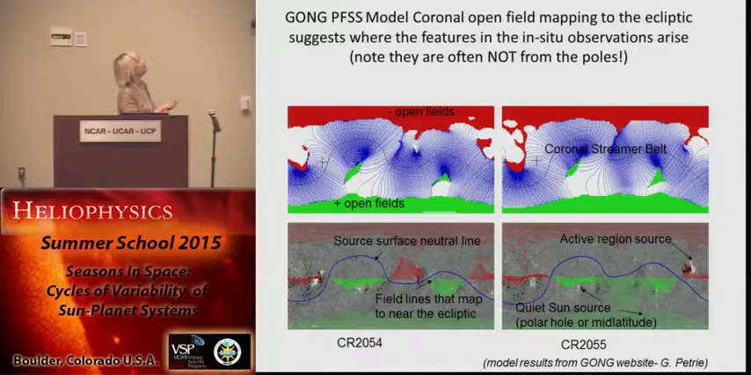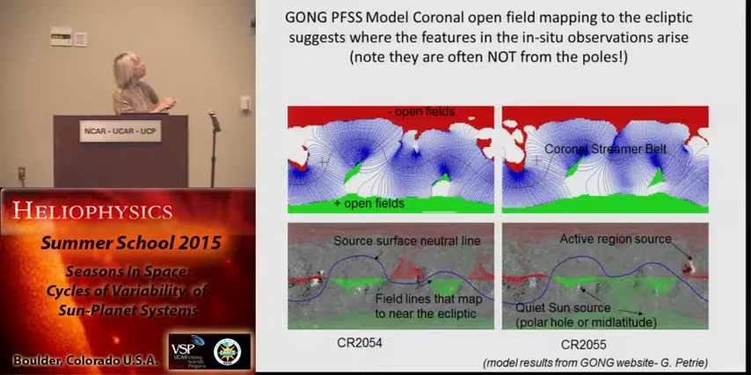Mapping of open field to the ecliptic plane is very telling, and those are available on the GONG website, too. What you do is you put a circle around the source surface, basically, in the ecliptic plane location, and you ask, what open field lines are coming to me in that plane, and where do they go back to on the sun? And so these plots of red and blue field mapping back to red and blue features laid against this magnetogram here, you can get them with or without the magnetogram, are telling you basically where the model tells you you are mapping back to at a specific time in the ecliptic plane.